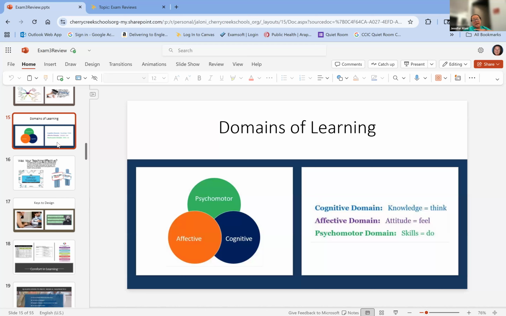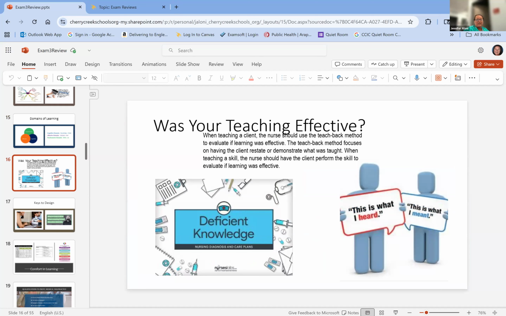We have the 3 domains: cognitive, affective, which I tell everyone 2 F's to remember, feeling, and psychomotor. So it has the word motor, means you're doing something, you're moving. We look at ways to see was teaching effective. Our best method is the teach back method. So the nurse should have the client perform the skill to evaluate if the learning was effective.